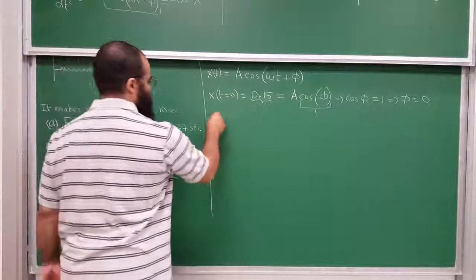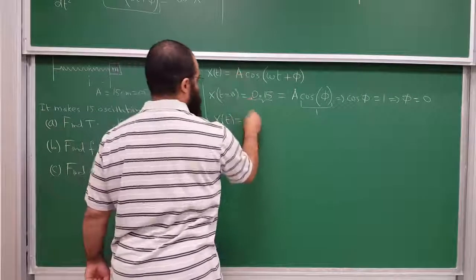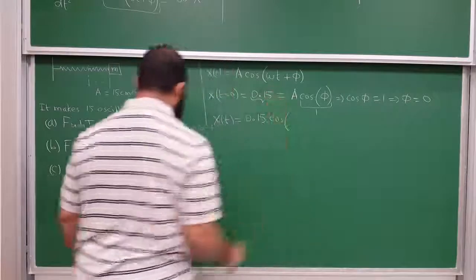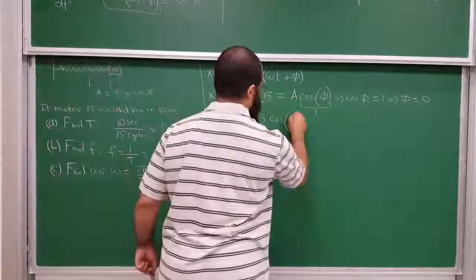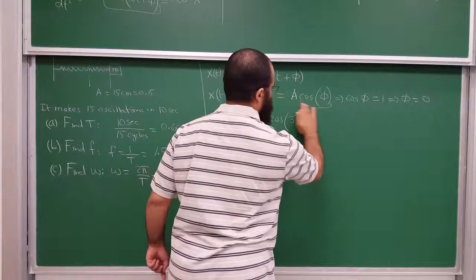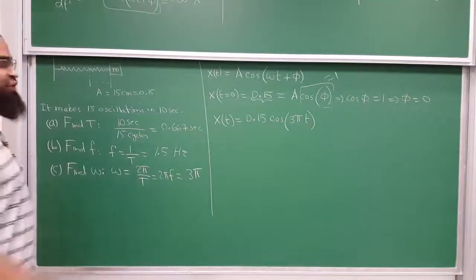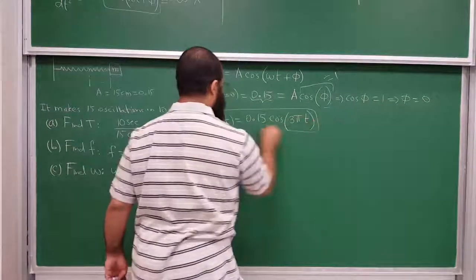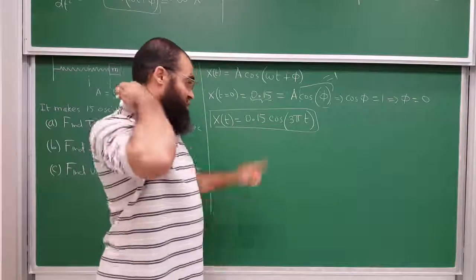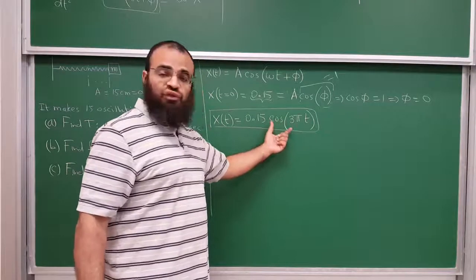So that means x as a function of time, let's plug in the numbers now. A is 0.15 times the cosine. Omega is 3 pi, so I put 3 pi times t plus phi, but phi is 0. So that's the position as a function of time. If I ask, what's the position at time t equal to 100 seconds? You plug in 100 seconds here and calculate. Be careful though. This is in radians, so you should be in radian mode.